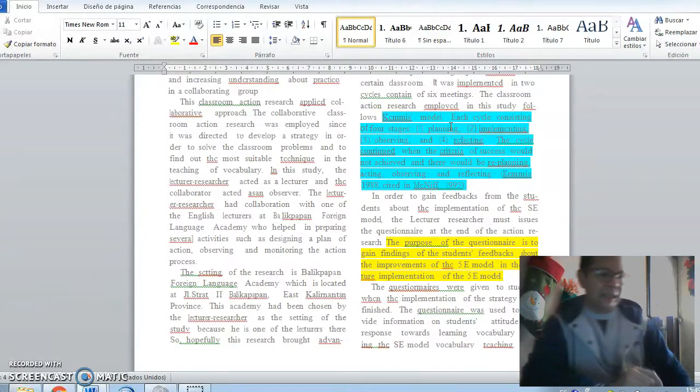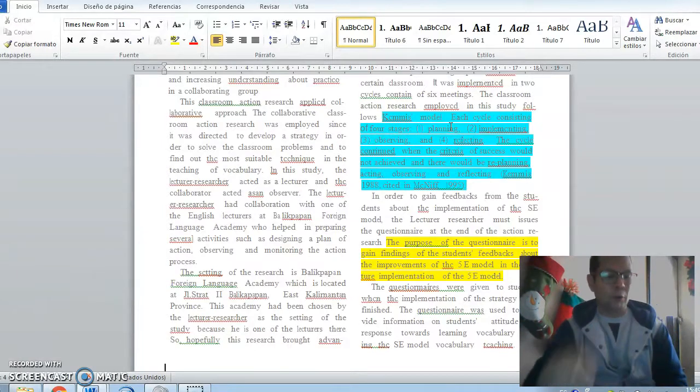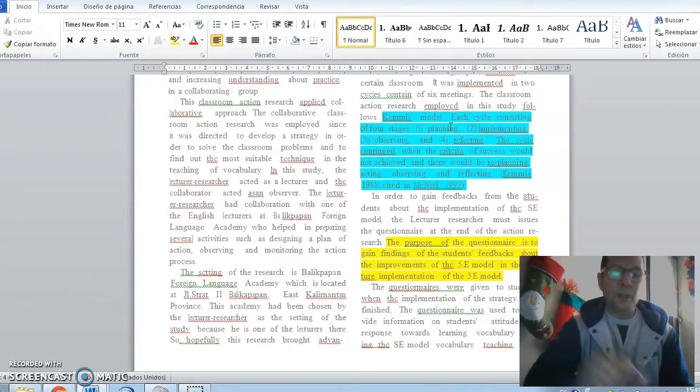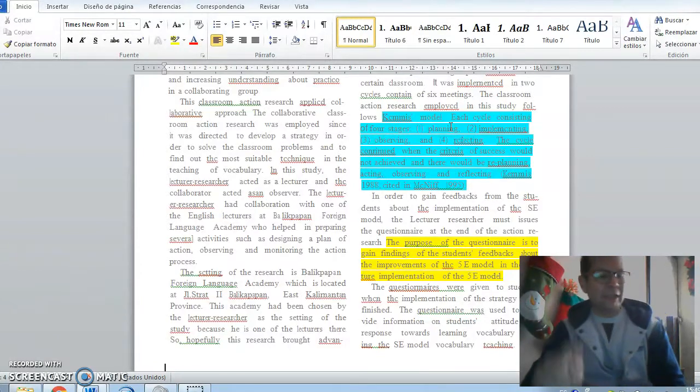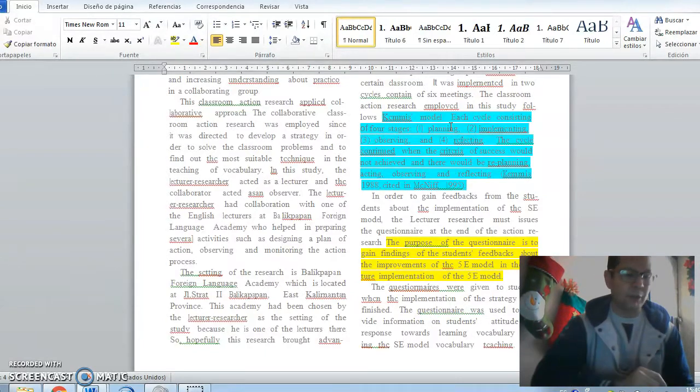And this is the first sign that it is a qualitative research, because a characteristic of this type of research is that the researchers get personally involved with the research participant, so that it is further defined that the investigating professor collaborated with one of the English teachers of the Foreign Language Academy of Balikpapan and helped prepare activities such as the design of the action plan, observation and follow-up of an action process, as well as the researcher technique, in which he acted as a teacher and the collaborator acted as the observer.